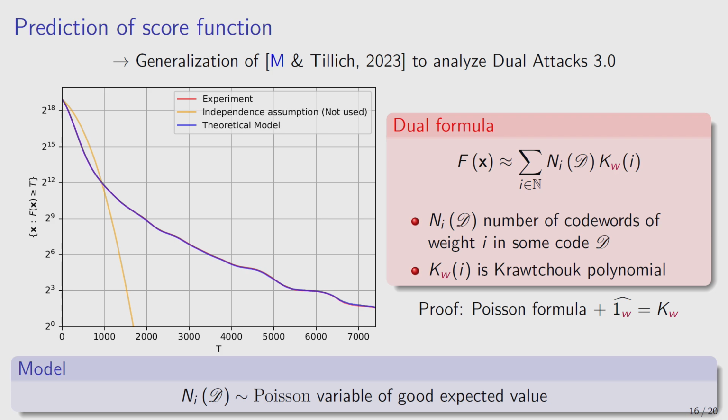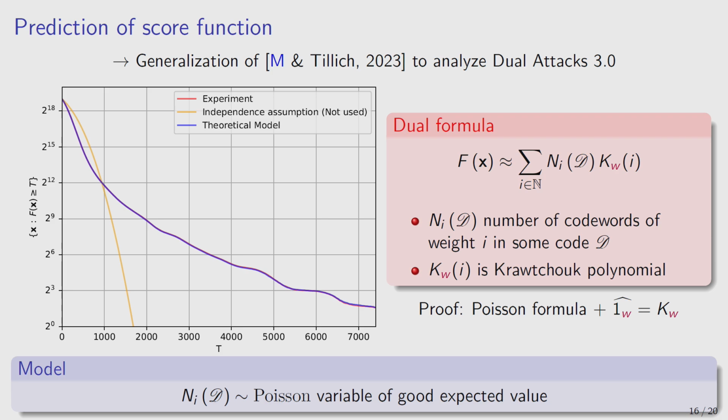So what we do here is we generalize our work to analyze dual attack, or new dual attack. We are able to devise a new theoretical model to predict the distribution of the score function. I've plotted in blue here the new theoretical model we have to predict dual attack 3.0. It matches perfectly with the experimental curve. So how do we get this model? We do as in the previous work: we devise a dual formula for the score function.